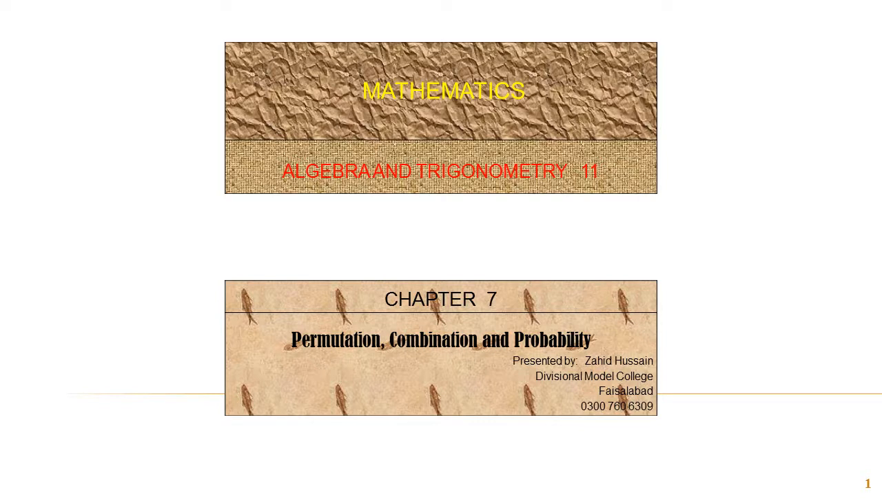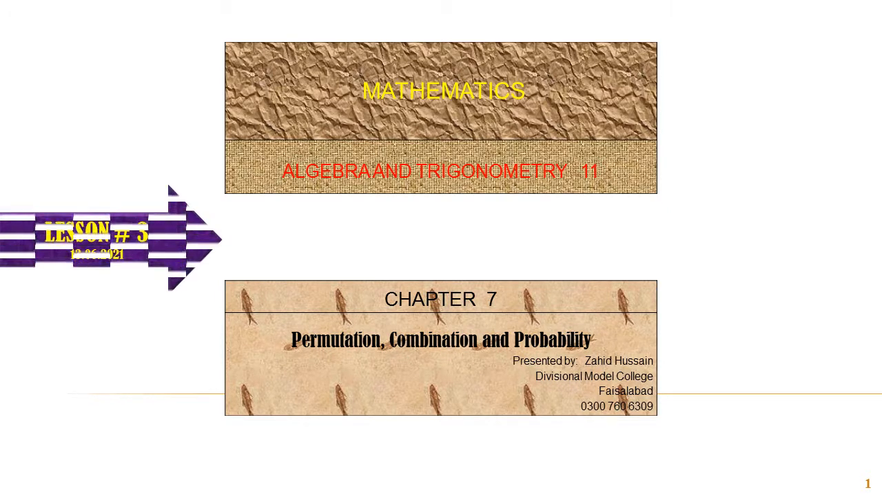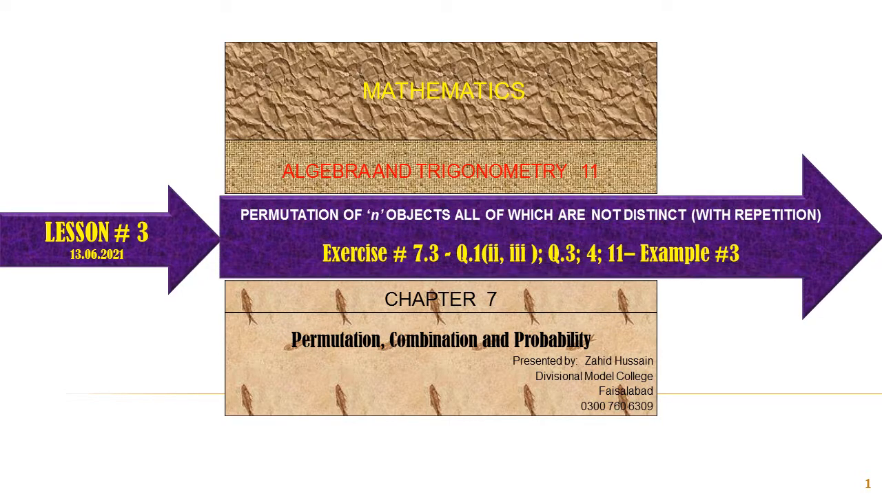As you know, we are studying mathematics for class 11. This is algebra and trigonometry, and we are studying its chapter number 7, which is about permutation, combination, and probability. Today is our lesson number 3. In this lesson, we will study permutation of n objects, all of which are not distinct. That is, some of the objects can be repeated.